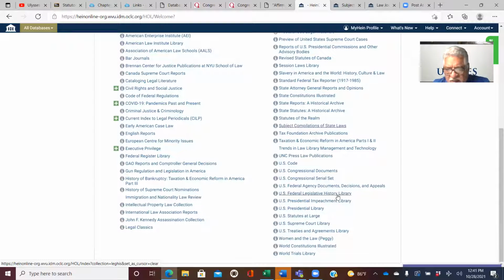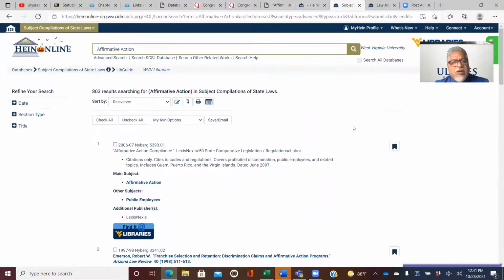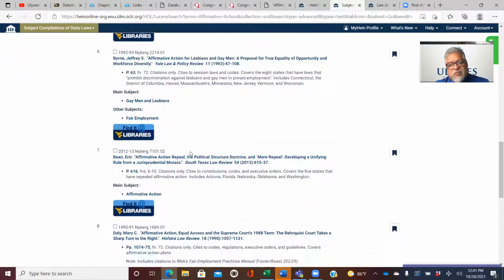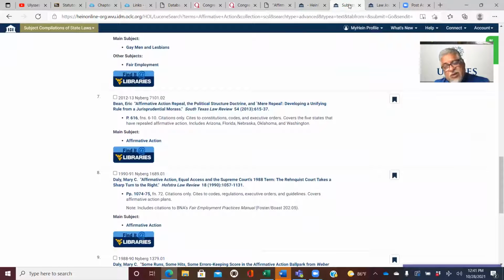If you look at HeinOnline and how it's organized, congressional documents are right there. The Federal Legislative History Library is right there. And then there's the Supreme Court Library, which shows all the major cases in the land. You can also look by subject matter. Just look for affirmative action, and it's going to give you tons and tons of materials to search. This one is still searching, probably because of internet problems. But it's important that you understand how to do legislative research.